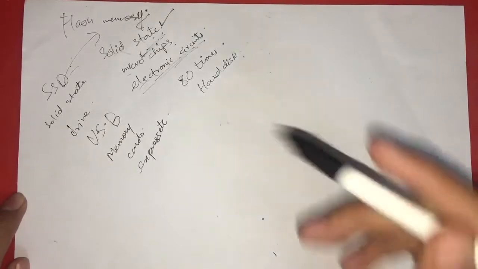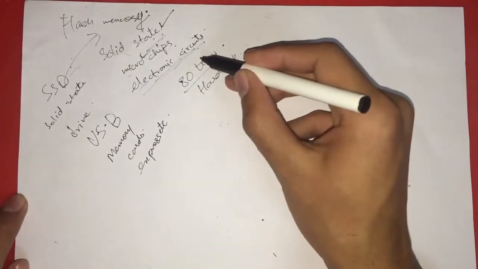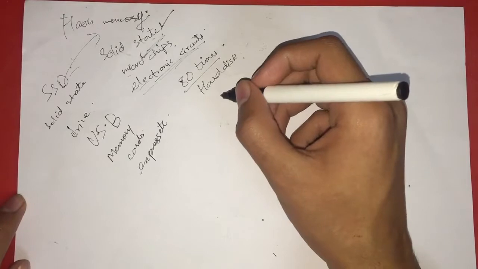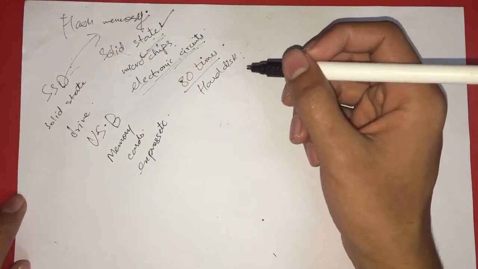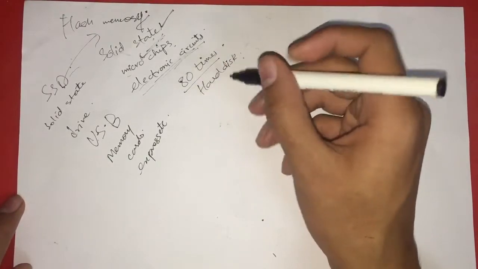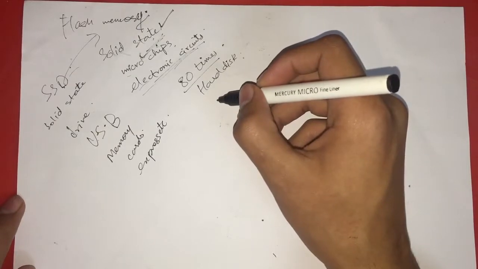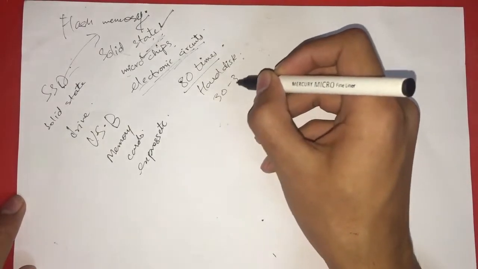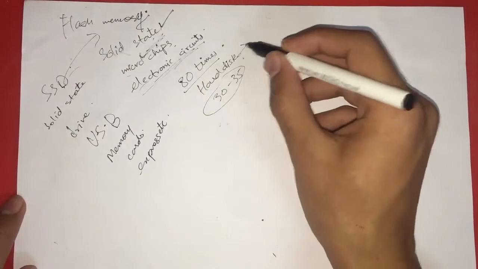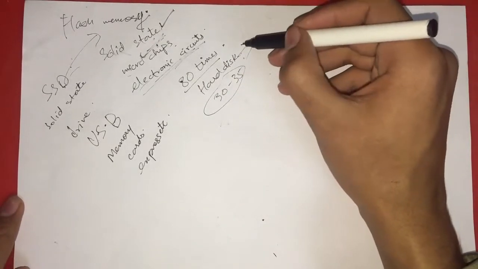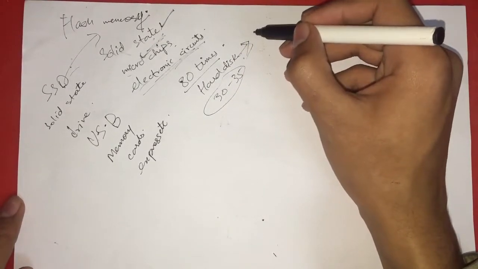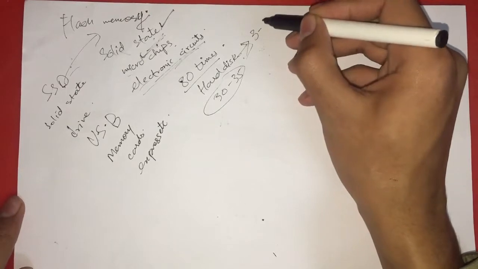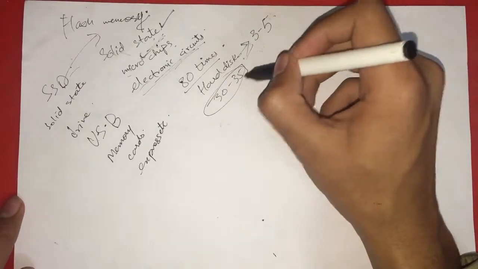So it's 80 times faster, and also its duration, or you can say the warranty, is going to be good for almost 30 to 35 years, unlike a hard disk, which can stay in good condition for almost 3 to 5 years. So its durability is greater.